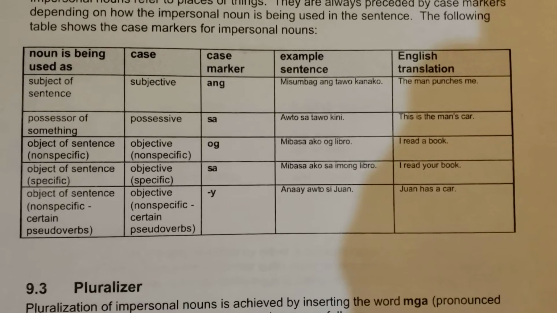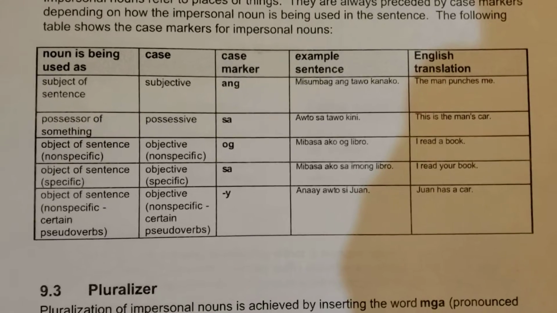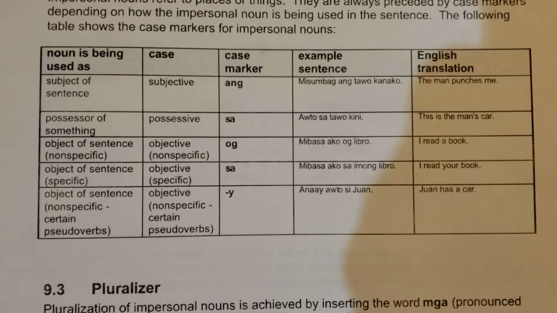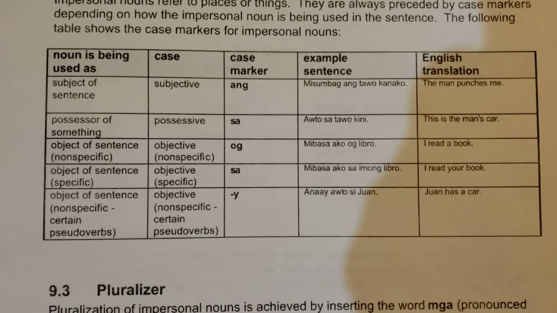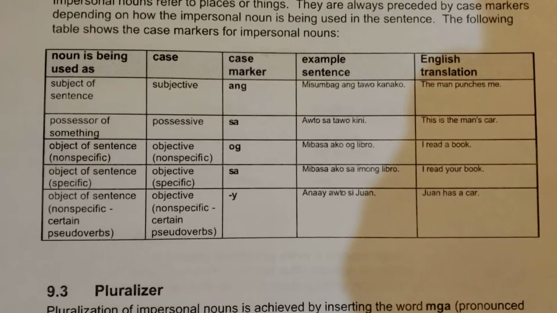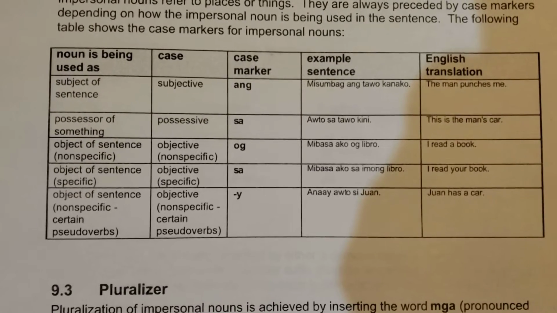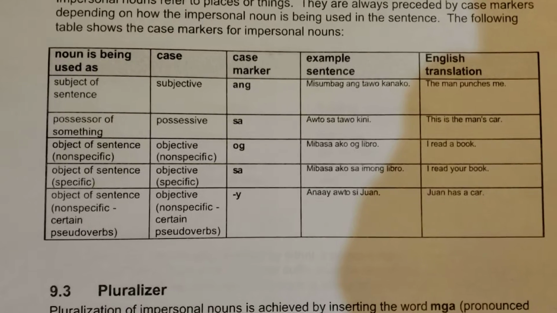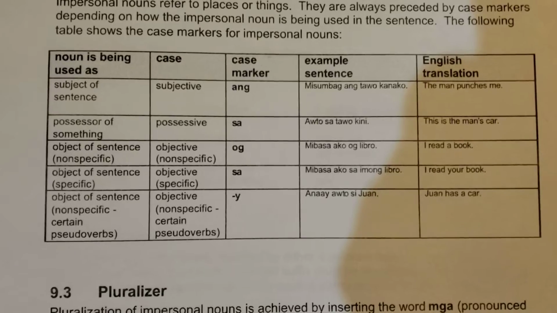The next sentence: I read a book. Mibasa ako og libro. We're using og. In this case, it's the objective, non-specific. Og libro, a book. The object of the sentence, non-specific, will use the objective case, non-specific, og.